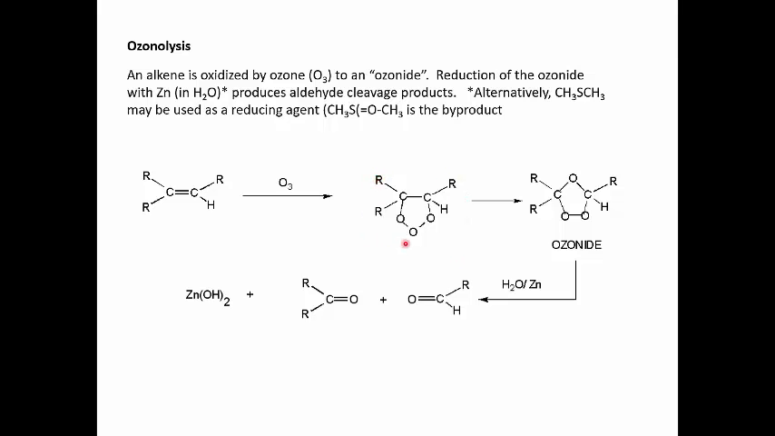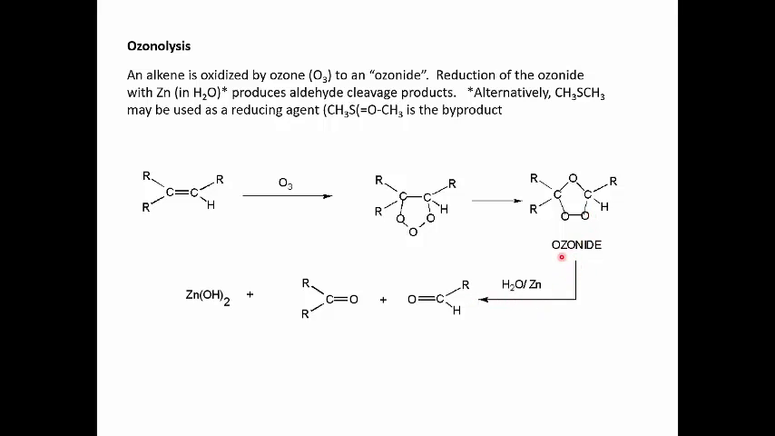This is an intermediate. It rapidly undergoes decomposition. It rapidly fragments. The CC bond breaks, and the two fragments reattach to form this product. And this is a relatively stable product. It's called an ozonide. It sits there in your reaction flask. You don't isolate it. What you do is you carry out a second reaction, a reduction reaction.